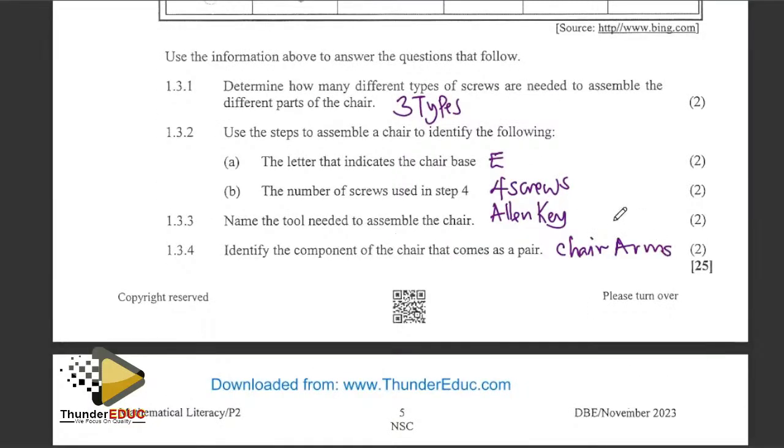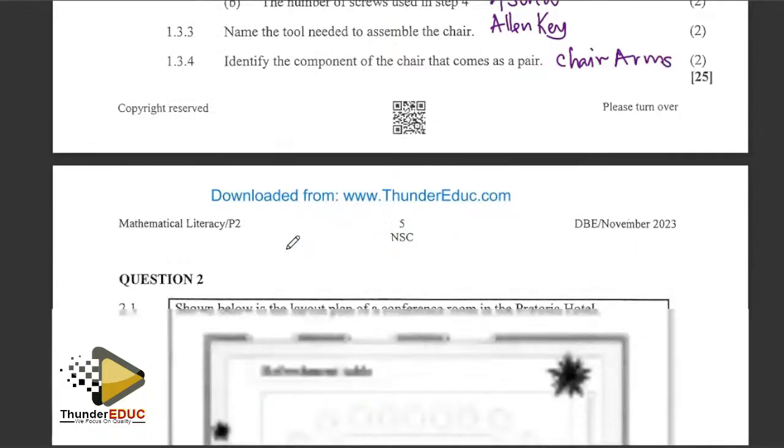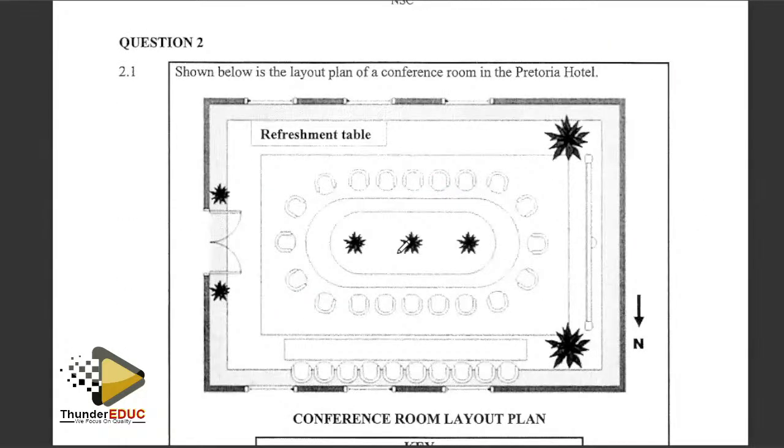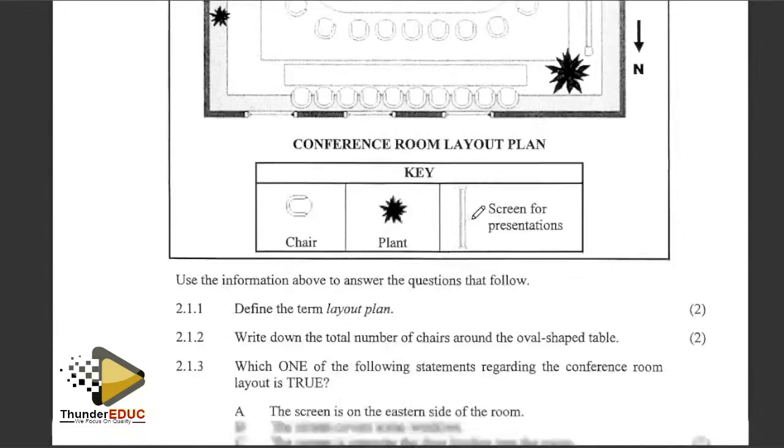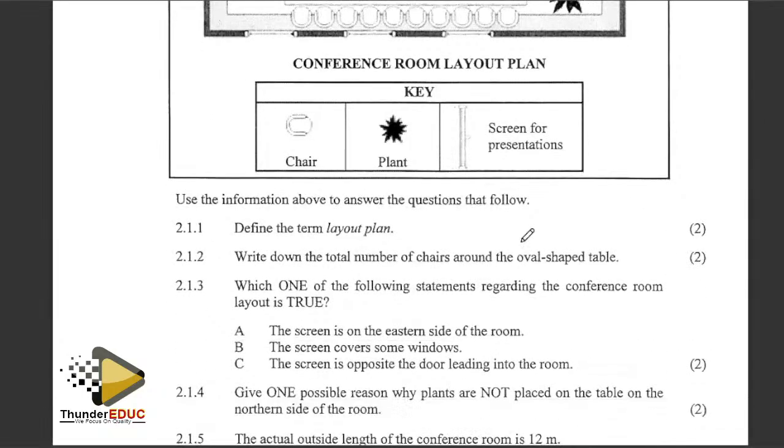That marks the end of question number 1. Let's look at question number 2. Question number 2 says, shown below is the layout plan of a conference room in Pretoria Hotel. So a plan looks like this. Here they come and say, define a layout.